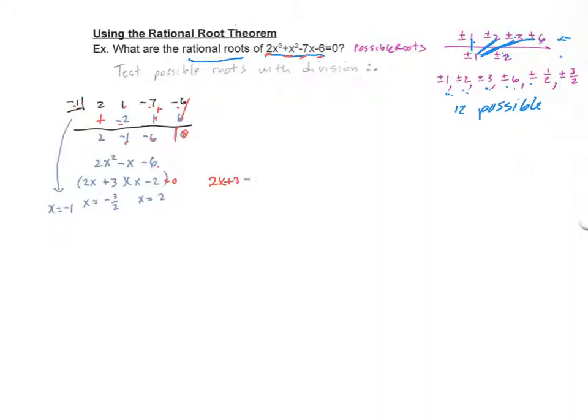2x plus 3 equals 0. And move everything over. 2x equals -3 divided by 2. And then x equals -3/2. Same thing goes for x minus 2 equals 0. Of course, I guess I shouldn't rush. Plus 2 plus 2, x equals 2. So we do have 3 answers. x equals -1, x equals -3/2, and x equals 2. And that is how I find out what my actual rational roots are.